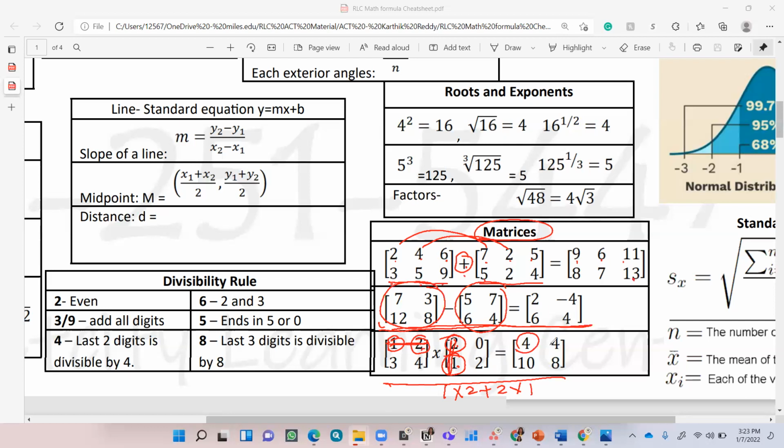For the second element here, you do the same thing. This line will be multiplied with elements in this line. So 1 times 0 plus 2 times 2, so we have 4. 3 and 4 is multiplied with 2 and 1 again. So 3 times 2 is 6 plus 4 times 1 is 4, so 10. 3 and 4 with 2 and 0: 3 times 0 is 0 plus 4 times 2 is 8. So you get it.